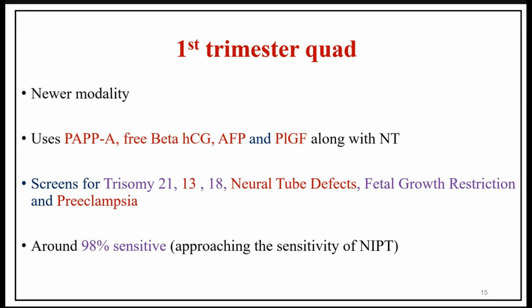Now we have another newer modality, that is the first trimester quadruple marker. It uses PAPP-A, free beta HCG, AFP, and placental growth factor along with nuchal translucency. It screens for trisomy 21, 13, 18 along with neural tube defects, fetal growth restriction, and preeclampsia. And it has a high sensitivity, approaching that of NIPT, that is 98%.